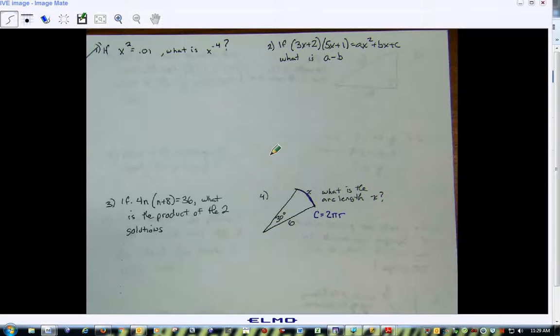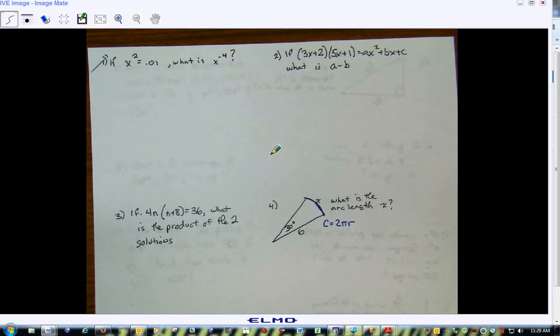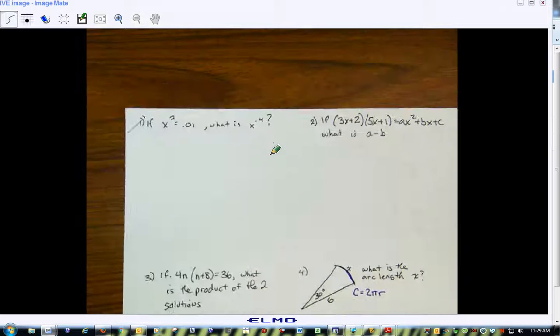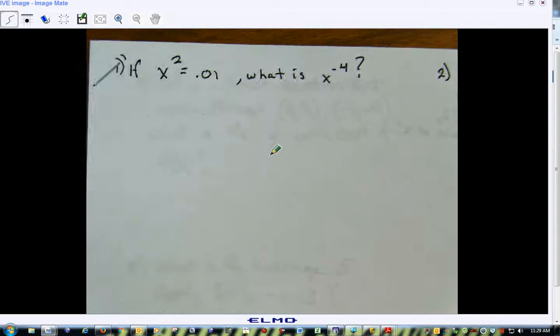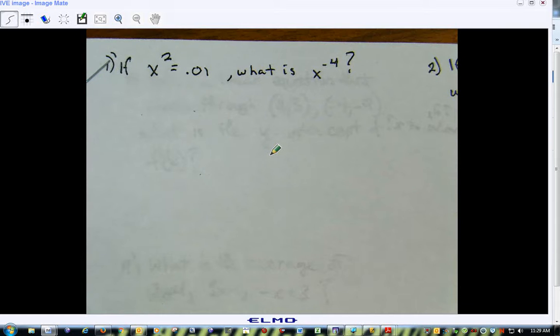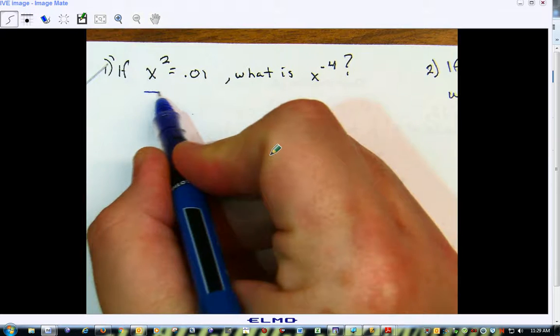Let's start talking about SAT prep. And like I said, I'm not going to go over every single problem, just a few of them. Like the first problem here. Now, this is something that we know.